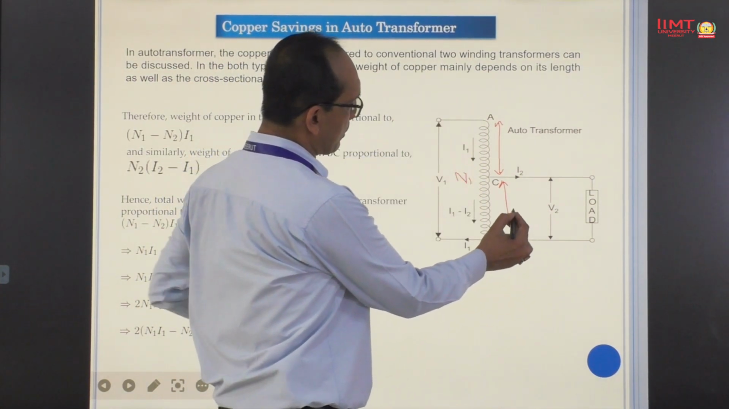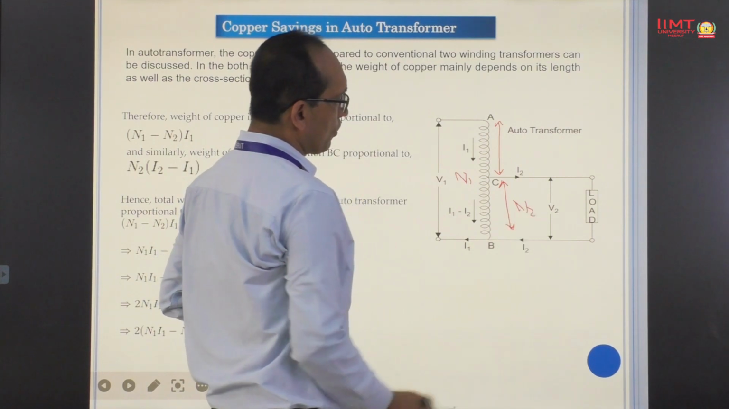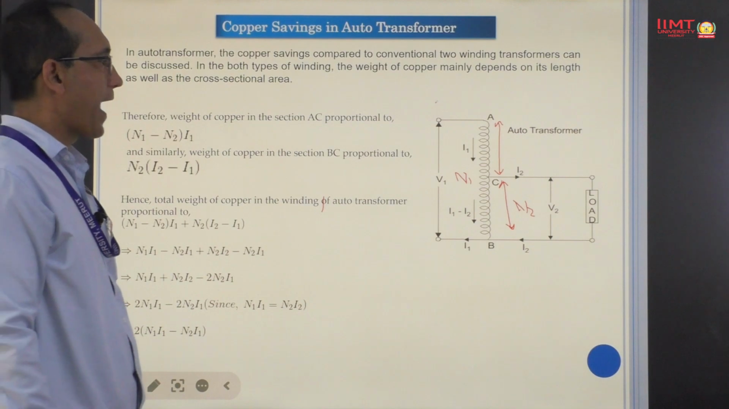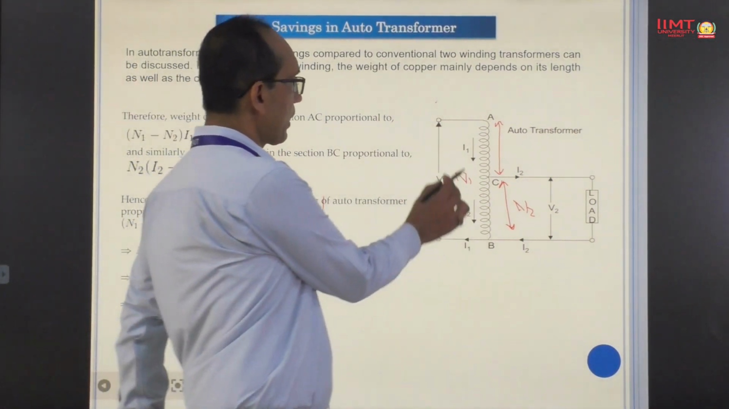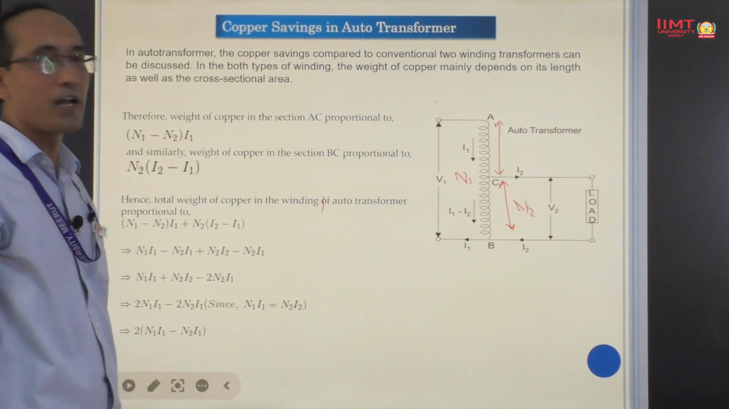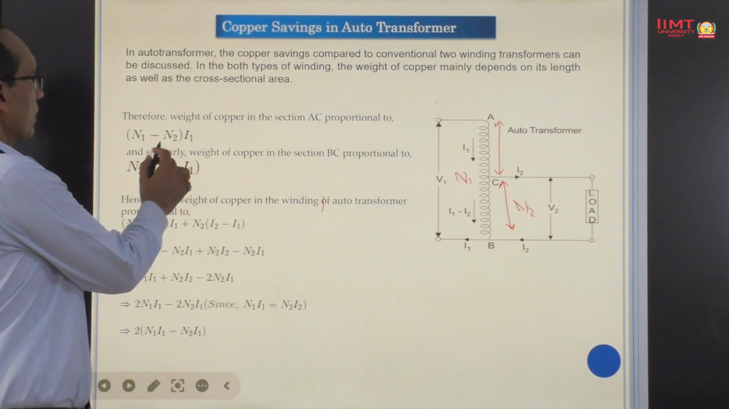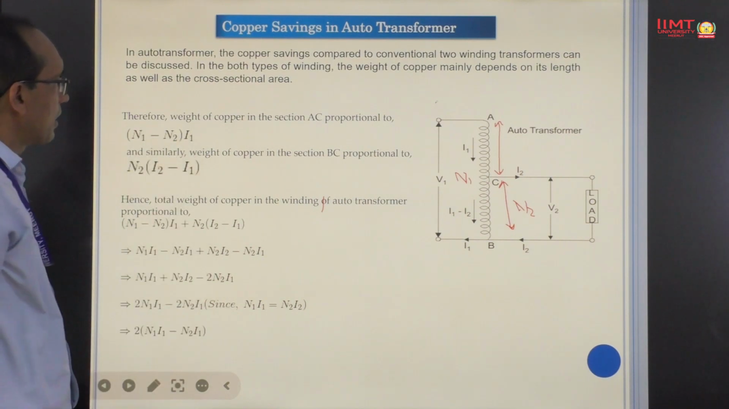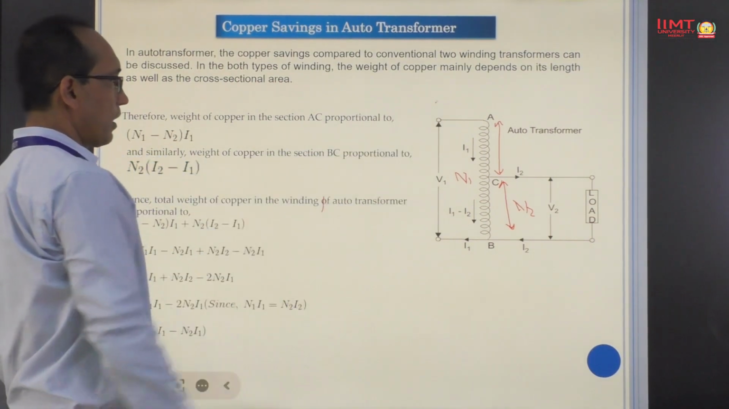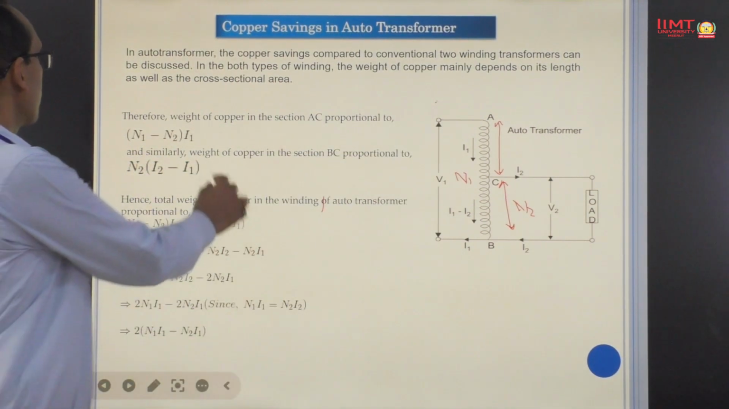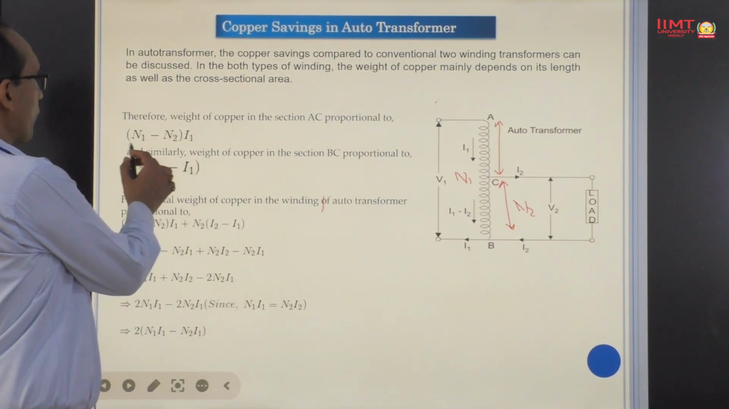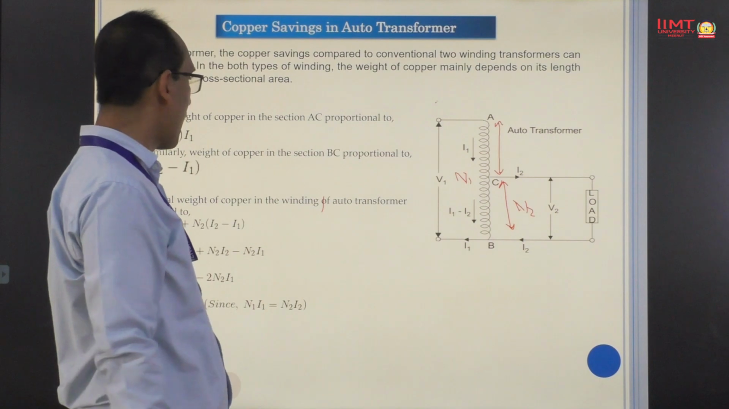But in the BC part, the total number of turns is N2. So in the AC part, the total number of turns remains N1 minus N2. Here, from A to C, the number of turns remains N1 minus N2. So if N1 minus N2 is multiplied by I1, because the current in the AC part is I1, the weight of copper in the AC section will be proportional to (N1 minus N2) multiplied by I1.